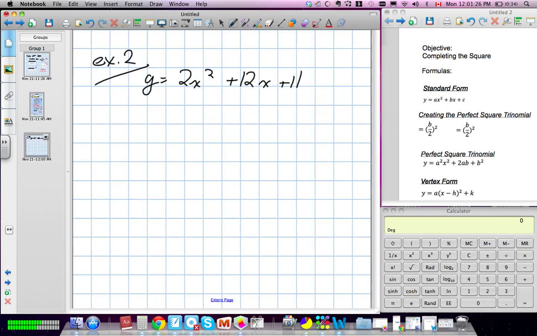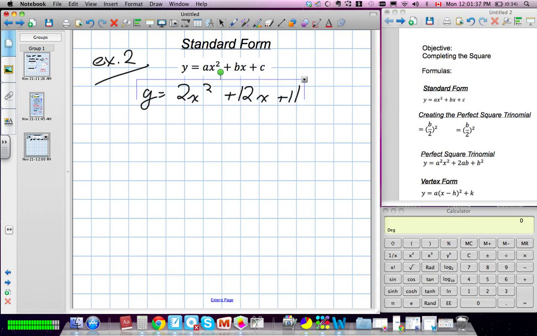Okay, example 2. We start off in our standard form, like we said we would. We're in our standard form, but this time I want you to notice our a value is not what it was before. So, like we said before, we need to divide the first two terms by our a value. Our a value is the number 2, so we're going to divide both of these by 2. That number comes to the outside, so we now have 2 on the outside, x squared plus 6x plus 11.